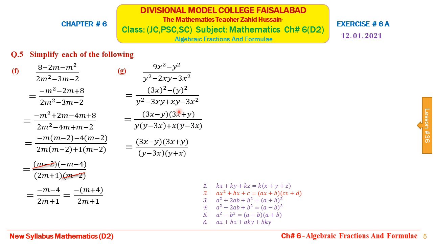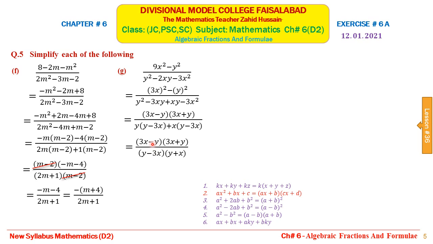We will write the numerator as it is. From the denominator we will take out y minus 3x common, and in the second bracket we will write y plus x. So 3x minus y and 3x plus y are the factors of the expression in the numerator, and y minus 3x and y plus x are the factors of the expression in the denominator. We have to cancel out the common factor, but 3x minus y and y minus 3x are not common because their order is not the same.